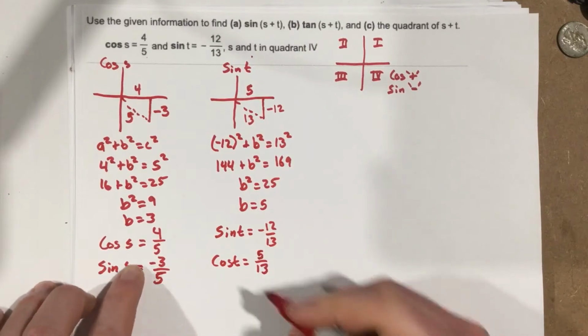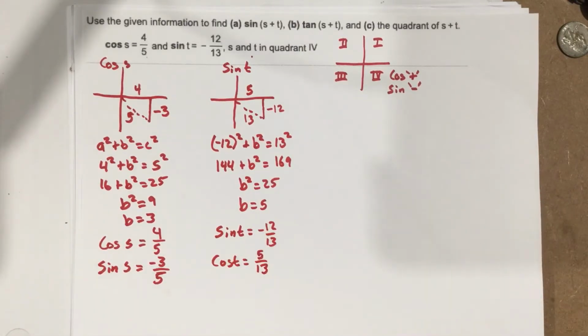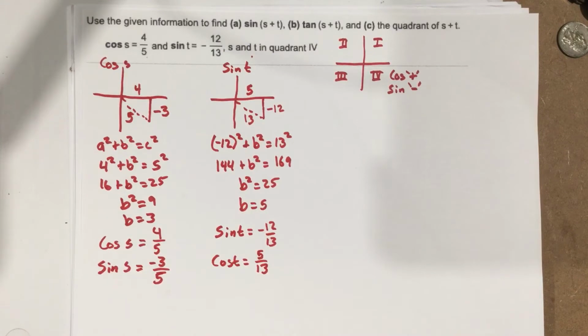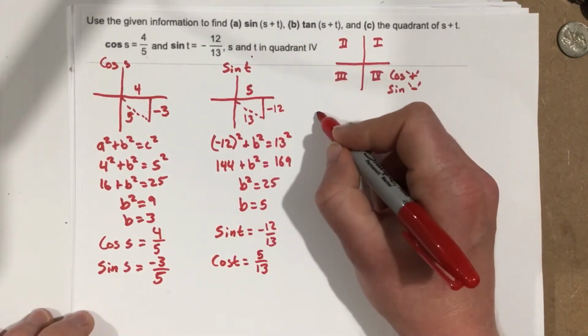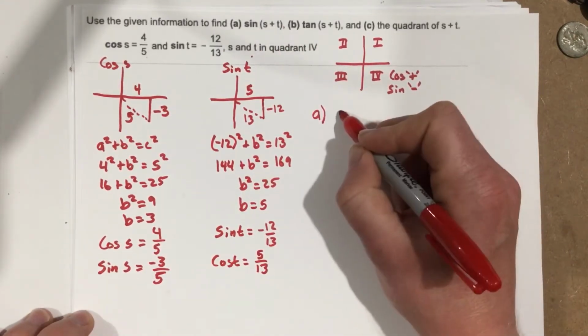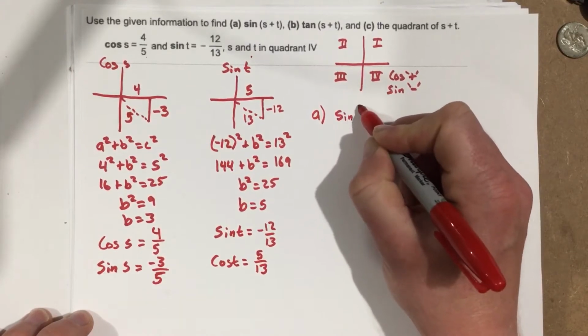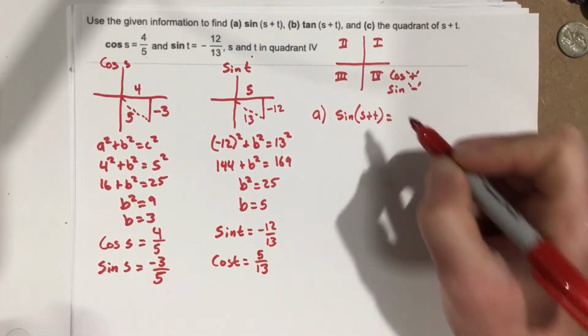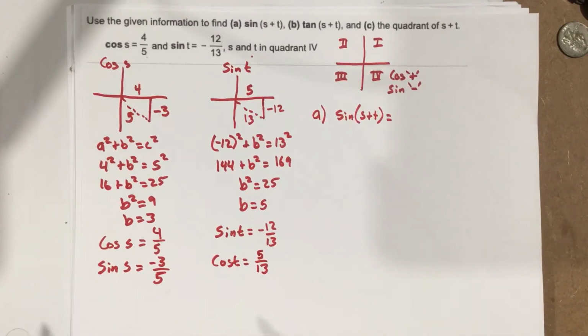Now remember, s and t are standing for two different angles. All right, so they're two completely different angles here, and these are the fractions that go with those angles. So they want us to evaluate for part A sine of s plus t. Okay, let's use our sum and difference formulas.